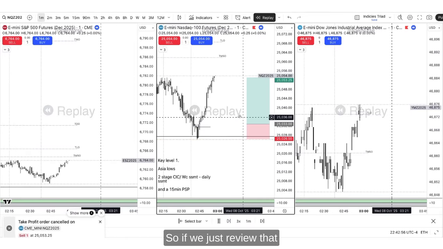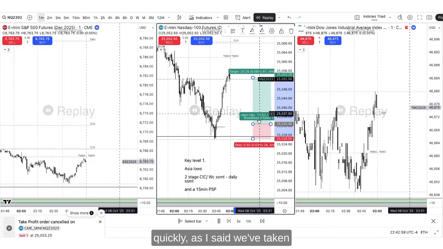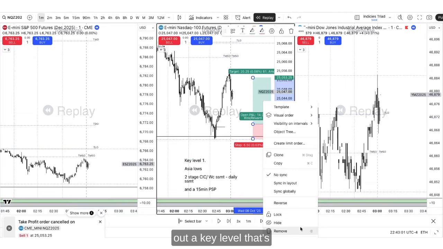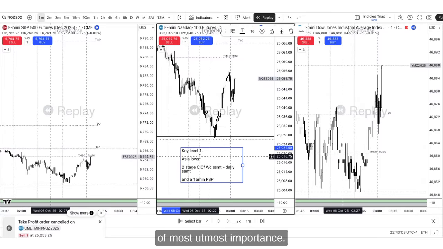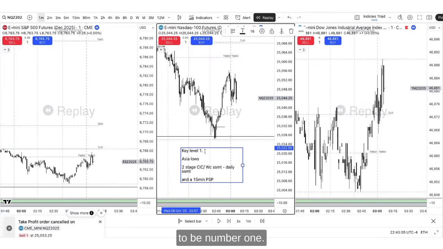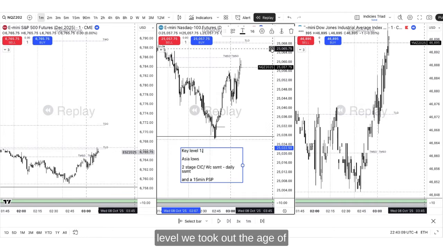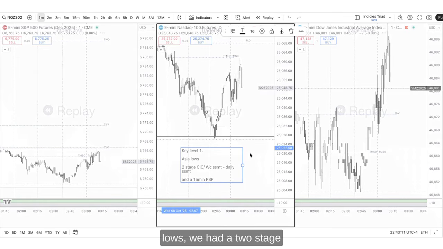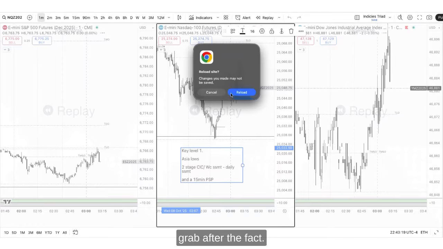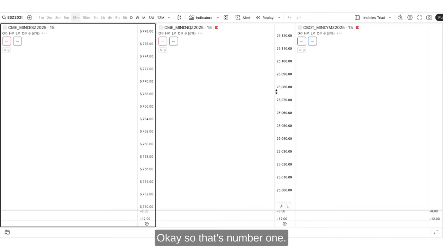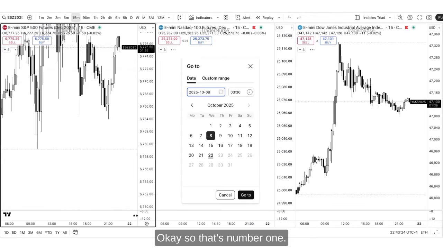All right, so if we just review that quickly, as I said, we've taken out a key level. That's of utmost importance. That's always going to be number one. Okay, taking out your key level. All right, we took out the age of lows, we had a two-stage Kraken correlation form, okay, and we had our 15-minute PSV, which just so happened to grab after the fact. Okay, so that's number one.